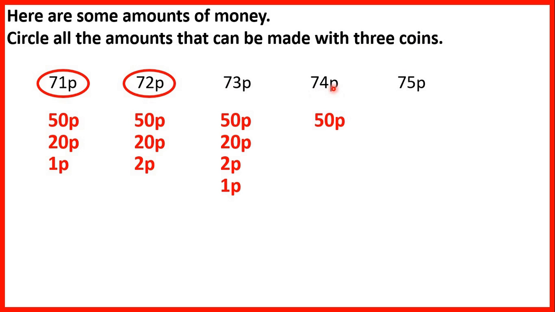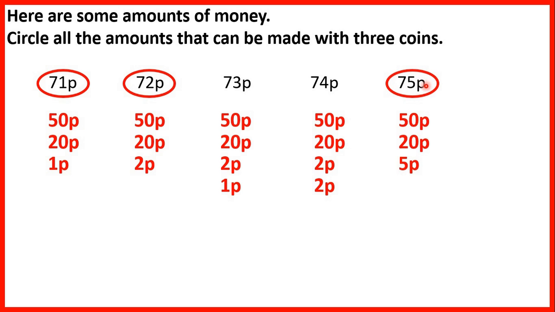For 74 pence, we could have a 50p, a 20p, but then to make 4 pence, we would need 2 2p coins. So again, that needs to be made with 4 coins, not with 3 coins. But for 75 pence, we can have 50p, 20p, and then we can have a 5p coin. So we can make 75 pence with 3 coins.